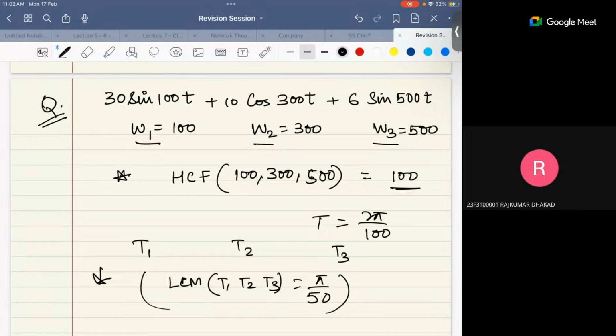The only thing is, if you are calculating with the help of omega, you calculate the highest common factor, but for time periods, the least common multiple. Is it clear? Making sense? Yes, sir. Here 100, 300, 500, the highest common factor is 100, right? So you got the 100, and then from here you can calculate the time period.